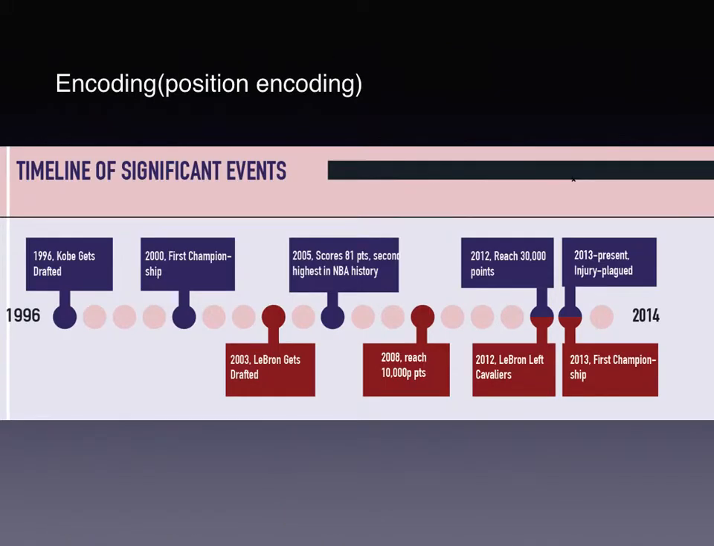I also use position encoding in my timeline display. I have 19 circles represent years and I line them up. The reason I use position encoding is that viewers can clearly know each year's represented. I hope viewers can intuitively tell this display is about timeline.